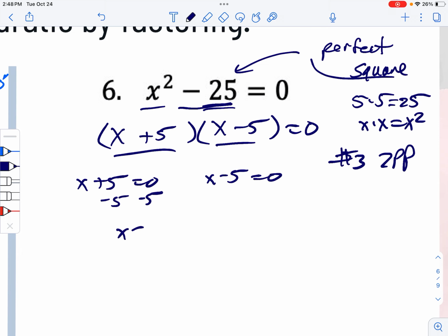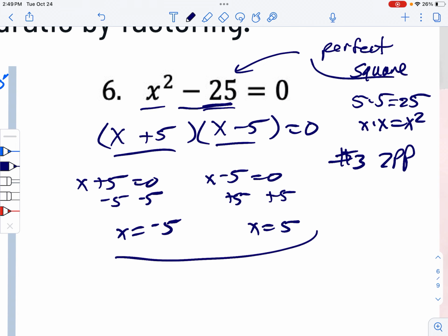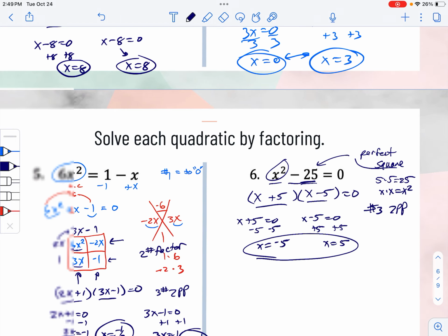Subtract 5, x equals negative 5. Add 5, x equals positive 5. Let's write that a little better. Negative 5. There we go. So those are my two answers. And I should have two because, once again, it's an x squared term. Okay.